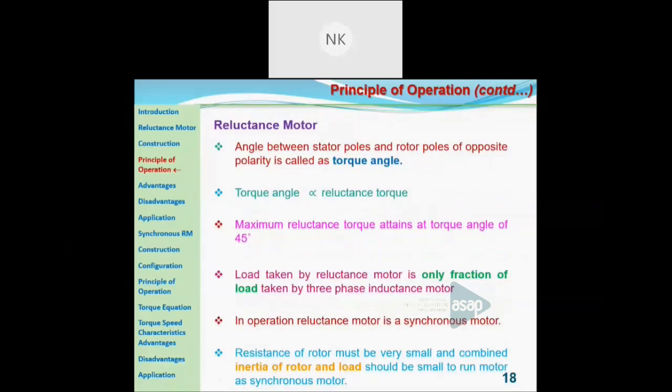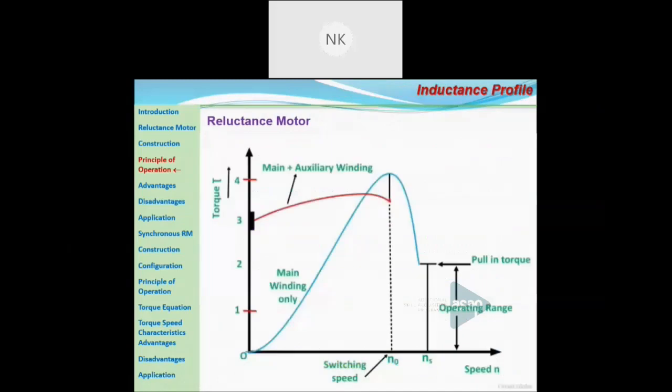So as you can see here, this is the torque speed characteristic. You can have the main winding and the auxiliary winding. During starting, you will have 200 to 250 to 300% of the starting torque, and full load torque will be available. And when the speed attains 75% of the synchronous speed, the auxiliary winding will be cut, and then it will be running on the main winding only. And this is the pull-in torque.